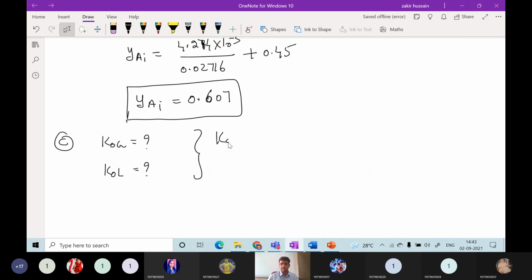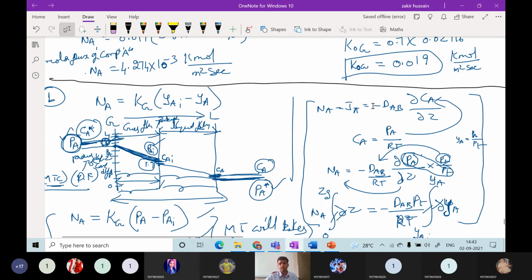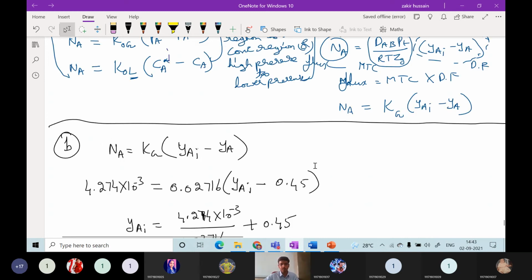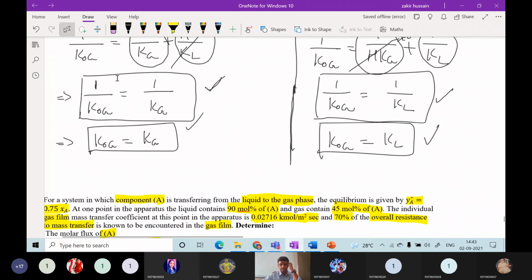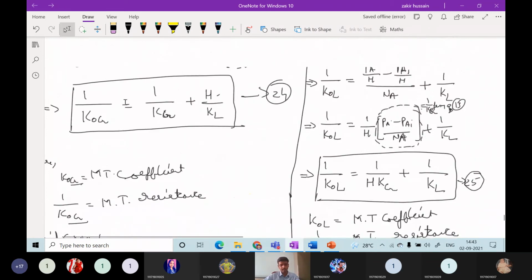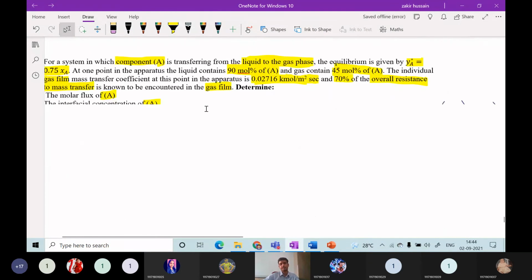We already know KOG from the given data: KOG is equal to 0.019 kilomole per meter square second. Now we have to determine KOL. Let us use the relationship between the two individual mass transfer coefficients and the overall mass transfer coefficient, equation 24: 1 by KOG is equal to 1 by kg plus H by kl.